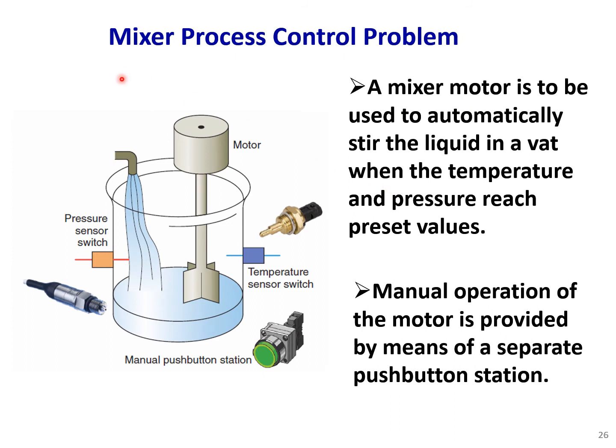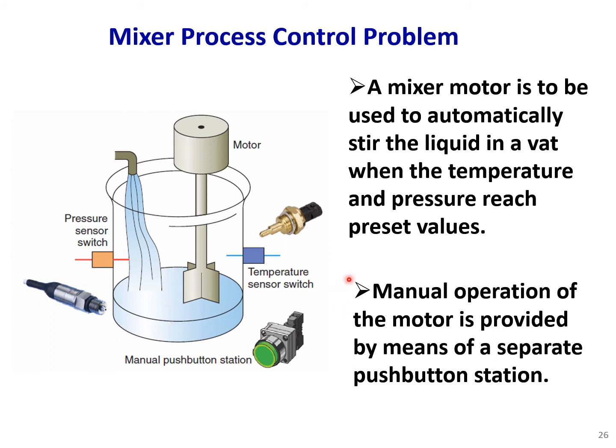Okay, so let's go with an example. We have a mixer process control problem. Here is a device. We have our mixer. The mixer has a motor, and we have a pressure sensor switch here. Okay, and we have a temperature sensor switch. So both of these switches or sensors are input to the system.